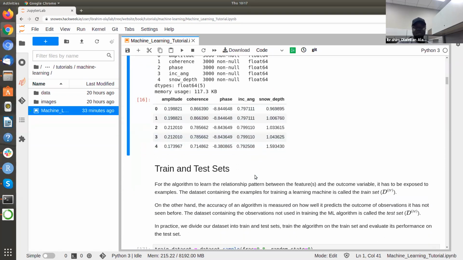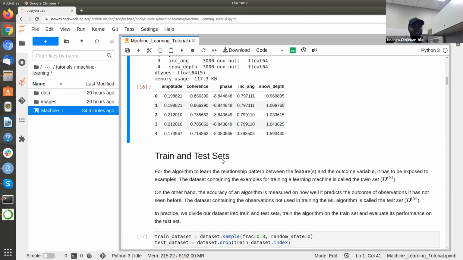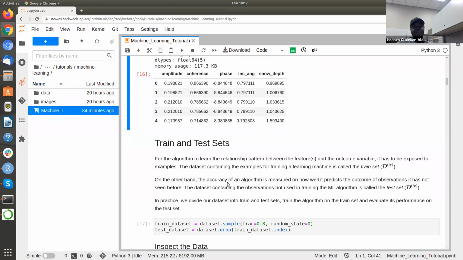So moving ahead, we move to train and test sets. We've mentioned that algorithms learn from data, but for the algorithms to learn from data sets, we have to show them some data sets. The data set that the algorithm uses in learning is called the training set. So in practice, when you have a data set, you divide it into training and testing sets. You train your model on the training set, and then you evaluate its performance on the test set. The test set is really just a kind of mirror of reality.